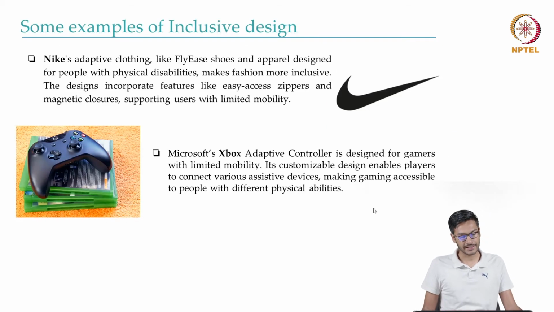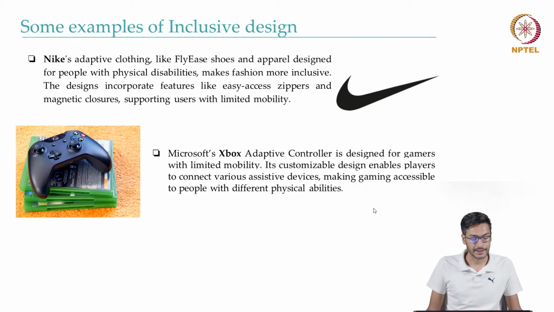The next we have is Nike. Nike's adaptive clothing like Flyease shoes and apparel is designed for people with physical disabilities. It is to make fashion more inclusive, and the design incorporates features like easy access zippers and magnetic closures, which support users with limited mobility. Microsoft Xbox is one such example where its adaptive controller is designed for gamers with limited mobility. Its customizable design enables players to connect various assistive devices, making gaming accessible to people with different physical abilities.